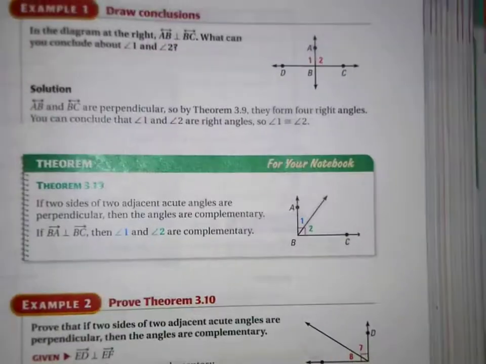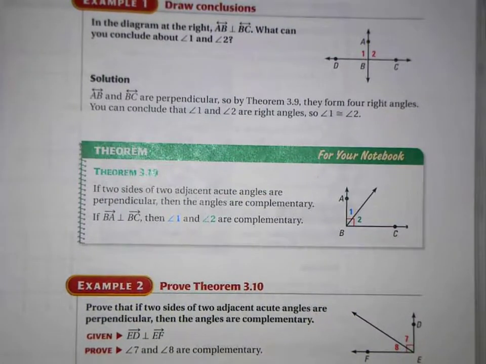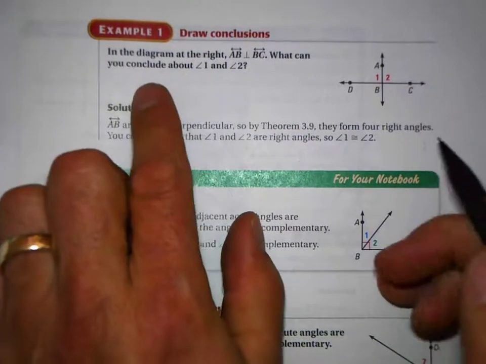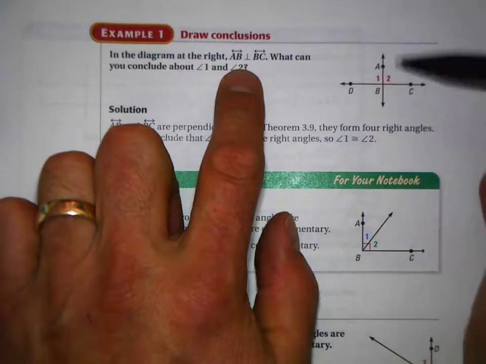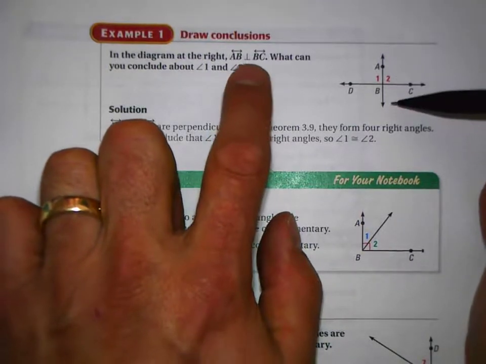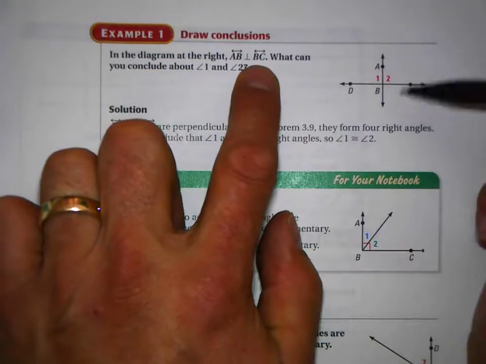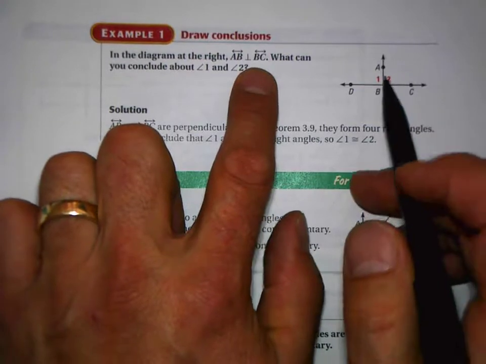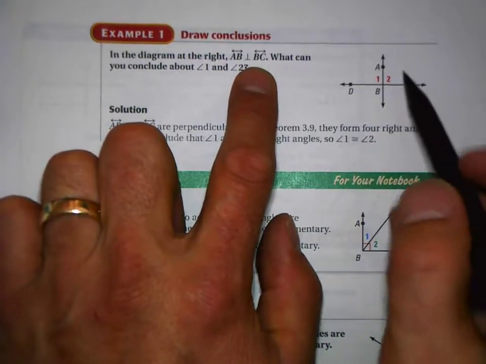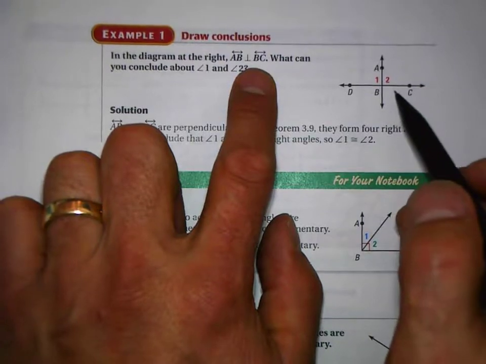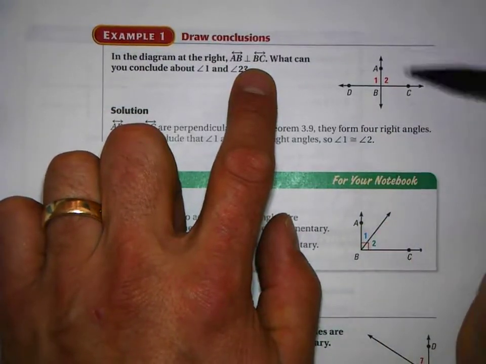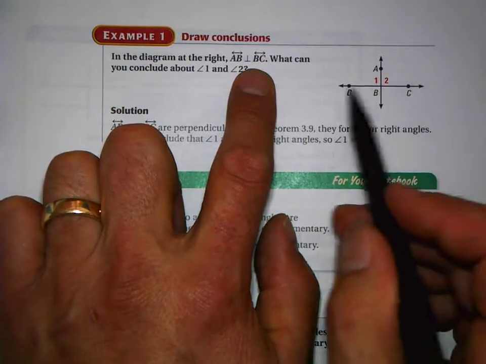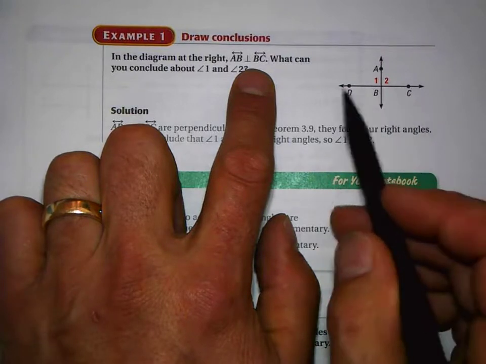Let's look at the book now on page 183. Page 183, example number 1, and kind of walk through these. In the diagram at right, line AB, here's line AB, is perpendicular to line BC. So these two lines are perpendicular to each other. If we had the slopes, of course, just to remind you, the slopes would be the opposite reciprocal of each other. But in this case, this is a vertical line that's undefined, and this is a horizontal line. This has a slope of 0.